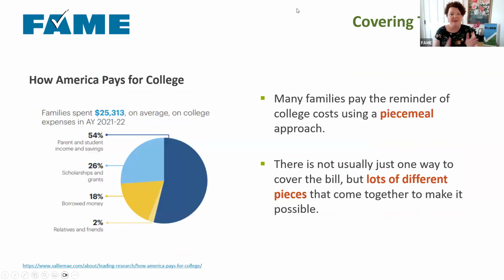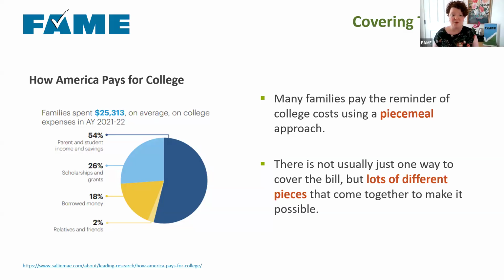Awesome. All right. So now let's really talk about what you came here to hear. How do you pay the rest of it? So typically Americans pay for college in a variety of different ways. Most of them are piecemeal. So they're doing little bits to kind of cover that whole bill. This is going to show you for the 21-22 school year, 54% of the way students paid for college was their income and savings. So a big chunk of it.